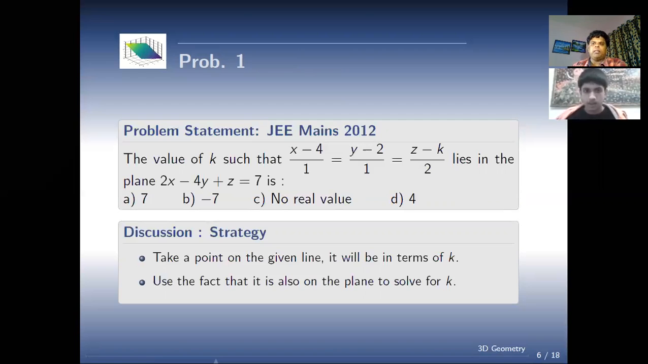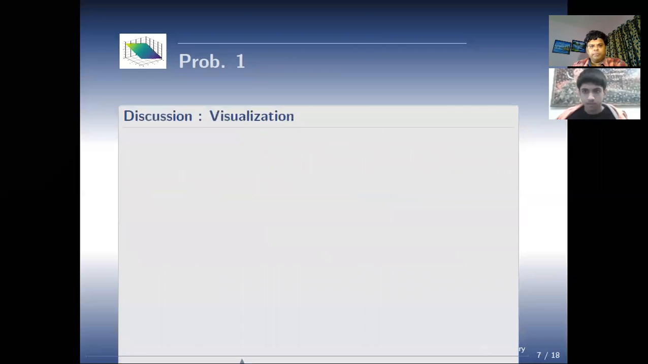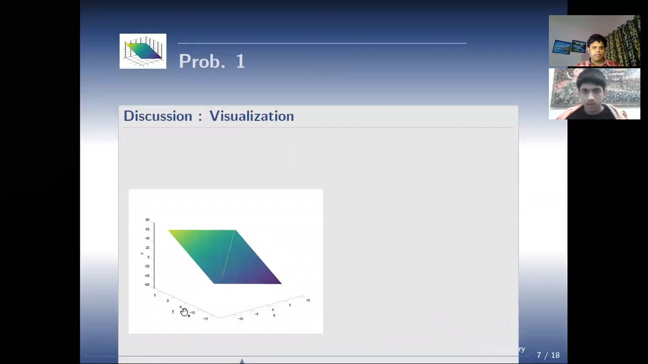So if I have to visualize the situation, what are we asking? Here is my plane, and here is my straight line within the plane. If I have to make sure that this line is within the plane, what should be my value of k? That's what we are asking, right? For different values of k, this line will be projecting differently. In this case, it is fully inside the plane. I can project it outside the plane as well, right?